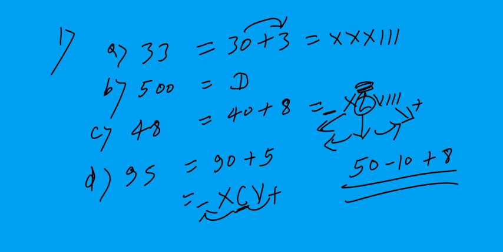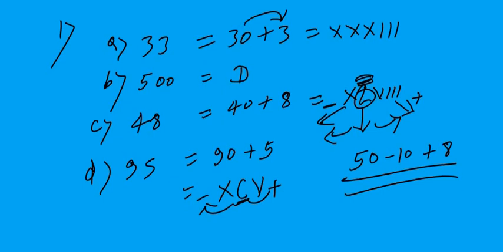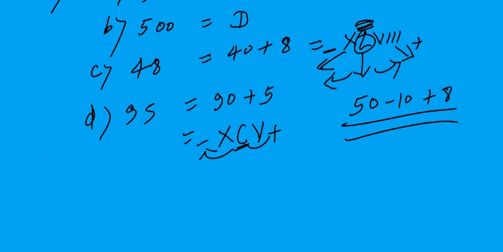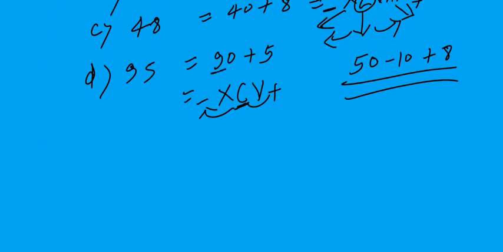I hope this method is very useful. Now we are going to talk about whether writing 95 like 100 minus 5 is correct or not. Basically here we have written 95 as 90 plus 5. But can we also write 100 minus 5, which is also 95?